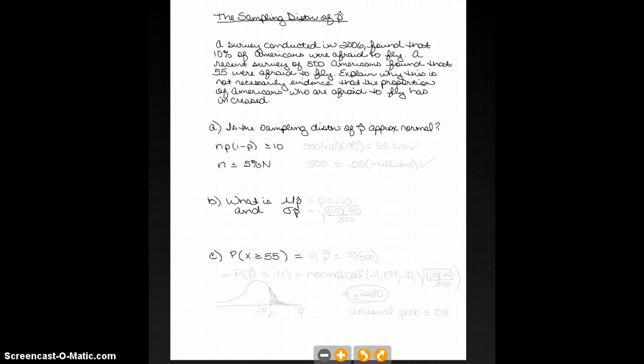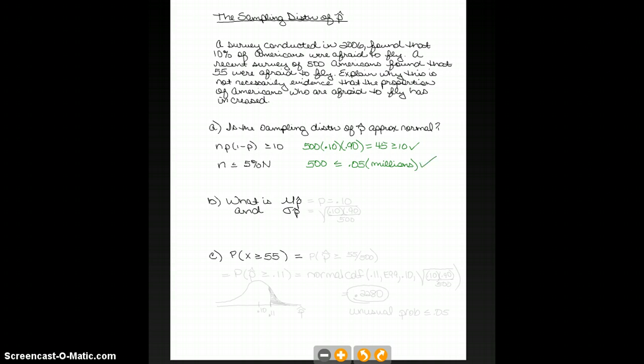So we're going to do n times p, these are given values, times 1 minus p. And we're going to check and see what that value is. And this comes out to be 45, which is greater than or equal to 10, so we're okay. Our sample size is 500, and that is definitely less than 0.05 of the hundreds of millions of Americans that we have. So we're okay there too.